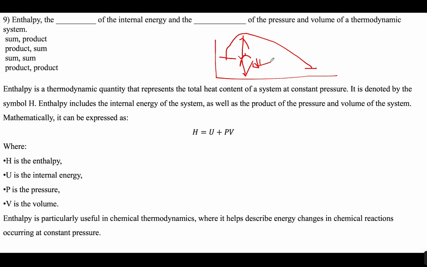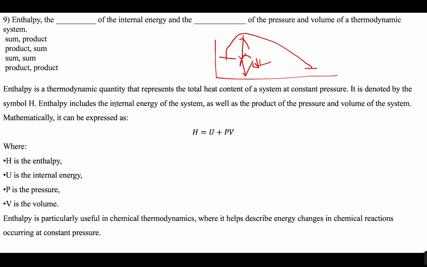Suppose a process is carried out at constant pressure. The evolved heat, which is either generated or absorbed, equals the change in enthalpy. Enthalpy is a thermodynamic quantity that represents the total heat content of a system at constant pressure. It is denoted by the symbol H.